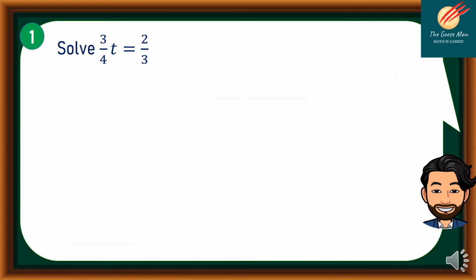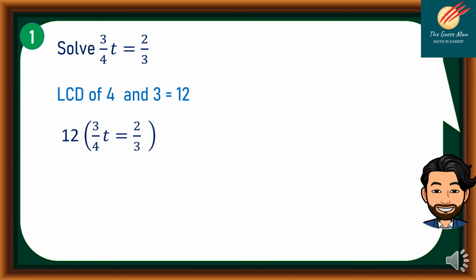Alright, so let's have our example number 1. Solve 3/4 t is equal to 2/3. So the very first thing that we will do is find the LCD of 4 and 3. And the LCD of 4 and 3 is equal to 12. So we will multiply both sides of the equation by 12 such that after this, we will distribute the 12. Meaning to say, I have 12 times 3/4 t is equal to 12 times 2/3.